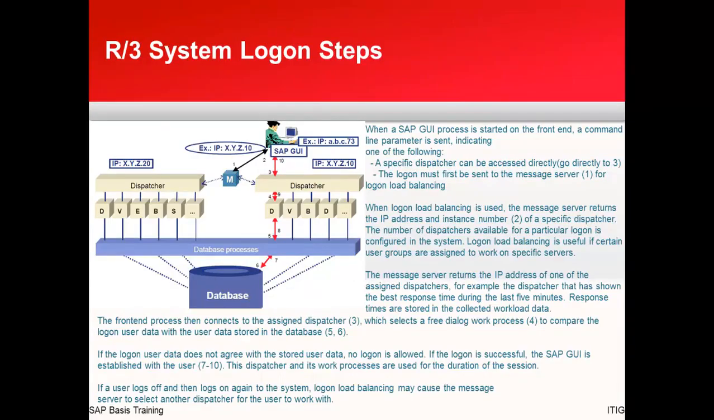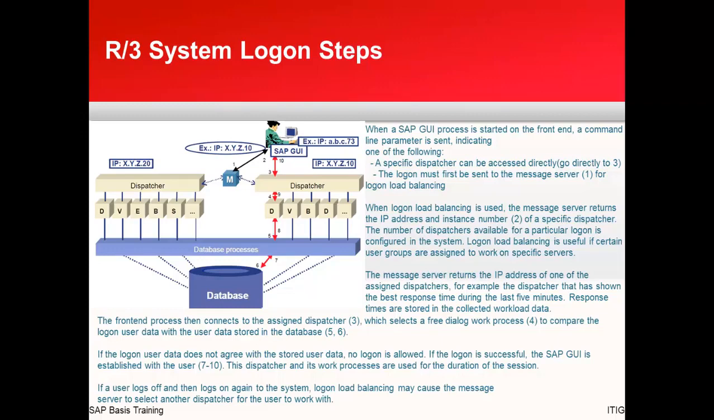So here in this particular figure, you are seeing a user who is trying to connect to an SAP system, and when the user connects to the SAP system, he goes to the message server. This is the message server. The message server in turn redirects the user to a dispatcher, and the dispatcher handles the allocation of different work processes.